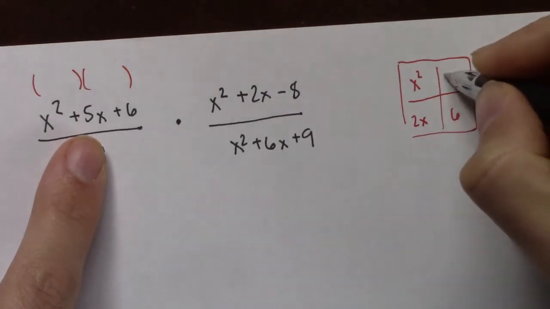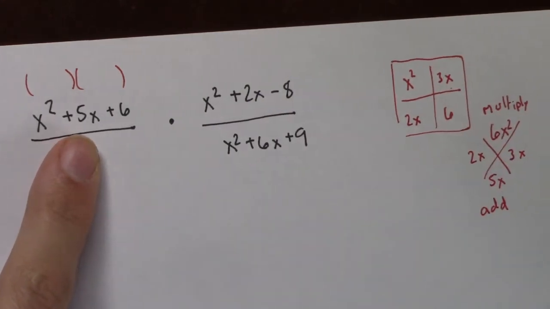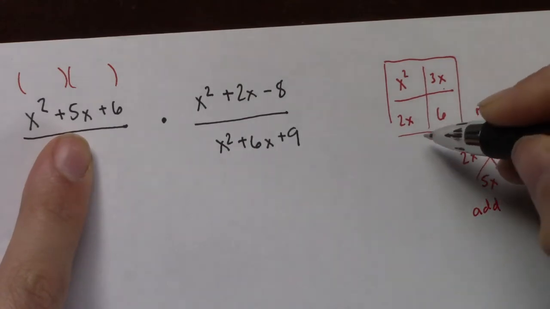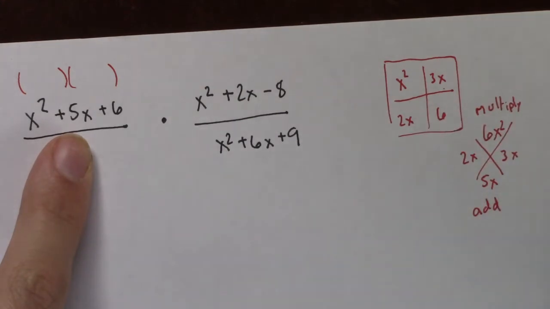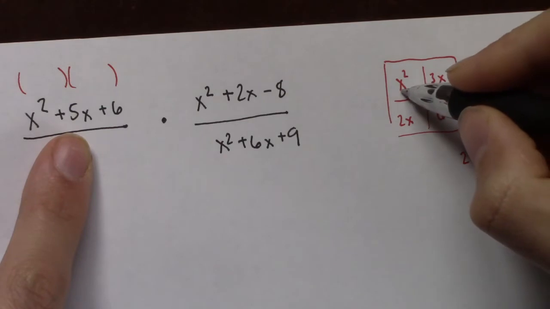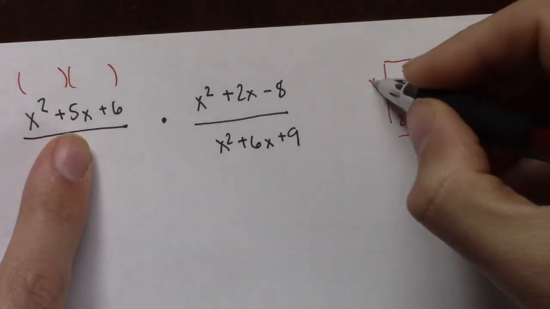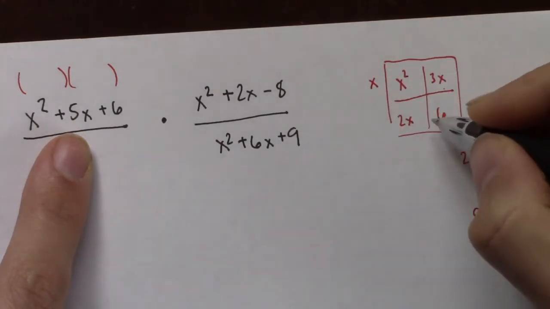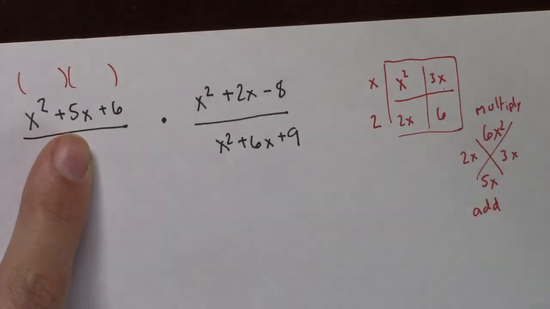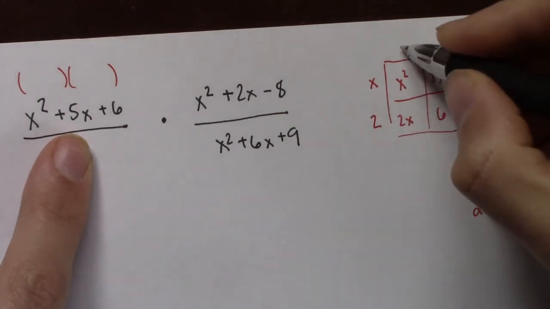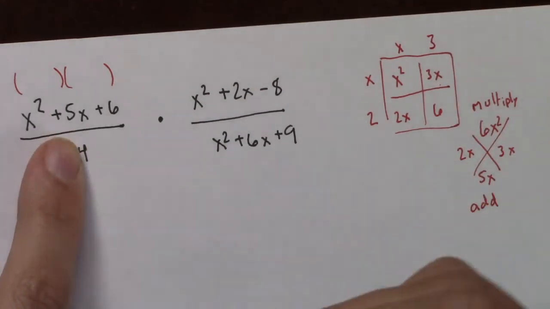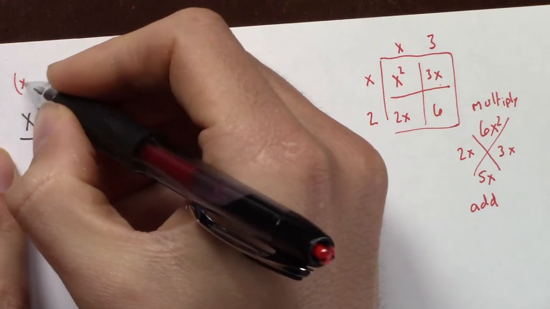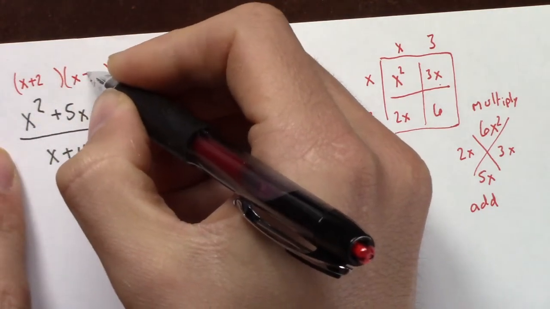So we can add the 2x and the 3x to the other diagonal in our box, at which point we are now looking to pull out GCFs in every row and column. GCF standing for greatest common factor. What's in common between an x squared and a 3x? They have an x in common. What's in common between a 2x and a 6? They both have a 2. x squared and a 2x have an x, 3x and 6 have a 3, and so this top problem up here factors into x plus 2, x plus 3.